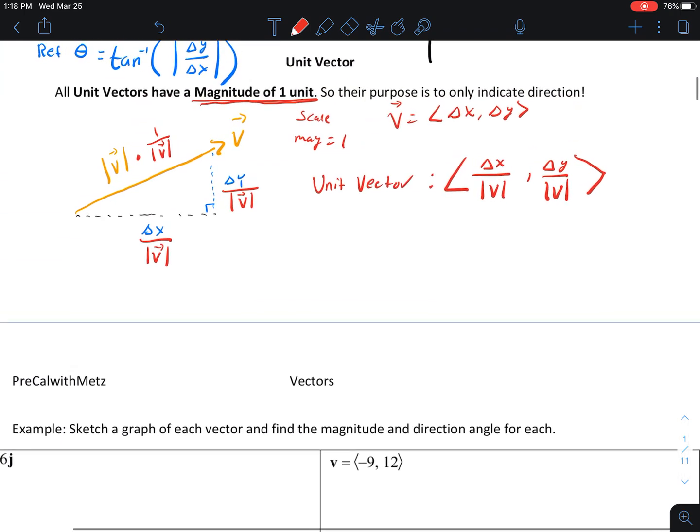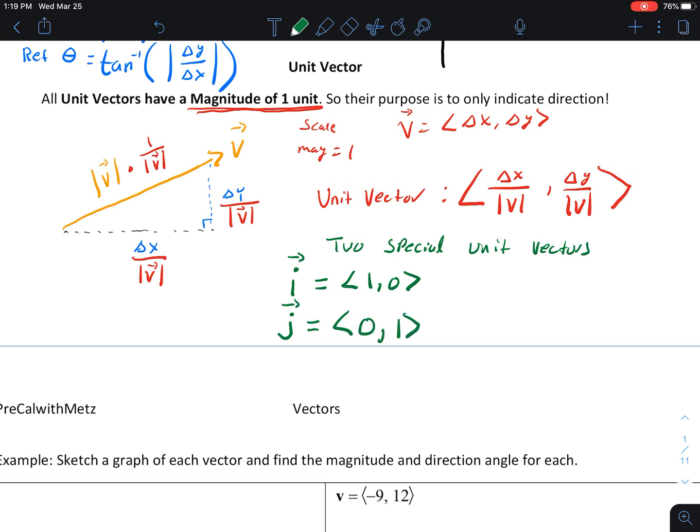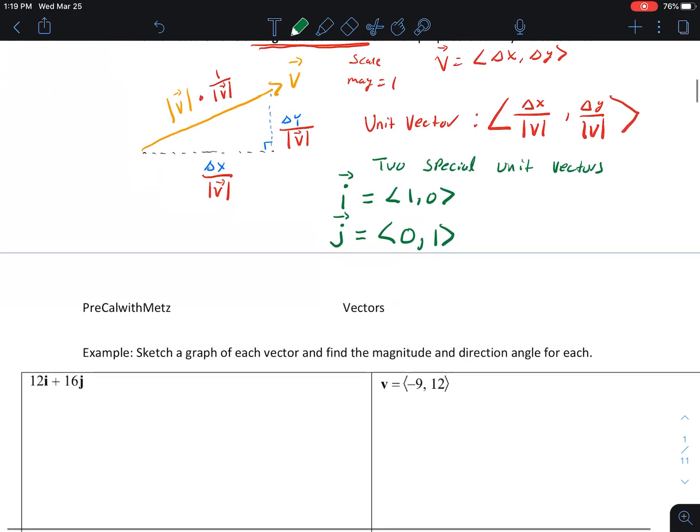All right, so let's practice a little bit here. In fact, I noticed I forgot something. There are two special types of unit vectors. There's the unit vector i. The unit vector i is the vector that goes exactly 1 unit to the right. So it goes 1 unit to the right and that's it. The unit vector j is the vector that points directly up 1 unit. And we write that because sometimes they will write a vector in terms of the unit vectors i and j.